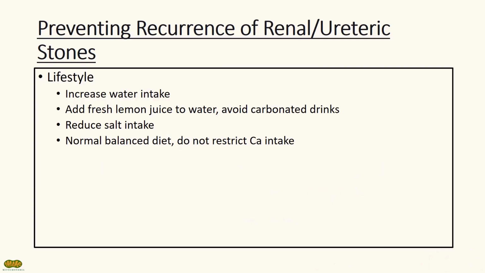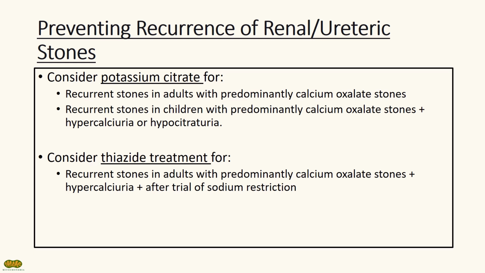To prevent further recurrence of urinary stones, lifestyle management can be recommended. Encourage patients to increase fluid intake, avoid carbonated drinks, reduce salt intake, but do not restrict calcium intake, as this may paradoxically increase the risk of further stone formation. Consider potassium citrate for recurrent stones in adults with predominantly calcium oxalate stones. Thiazide treatments can also be considered as well if these criteria are met. These should be under the discretion of secondary care.